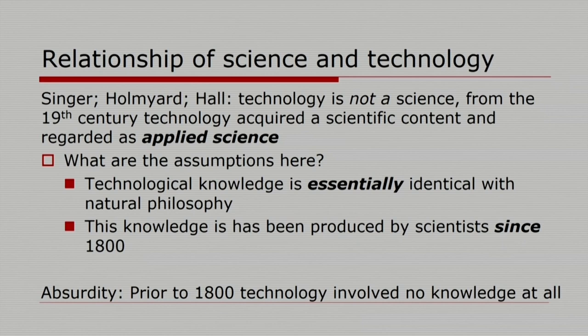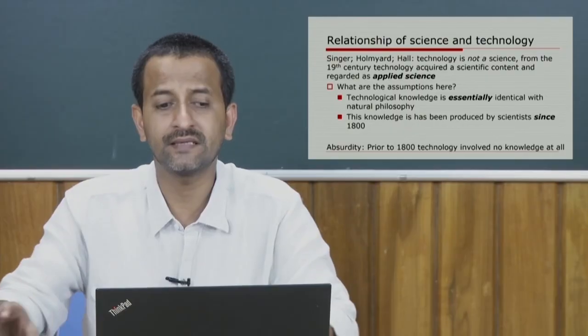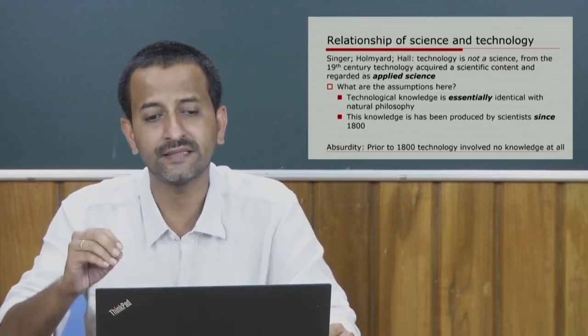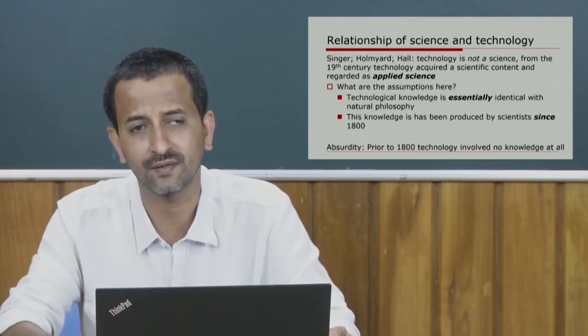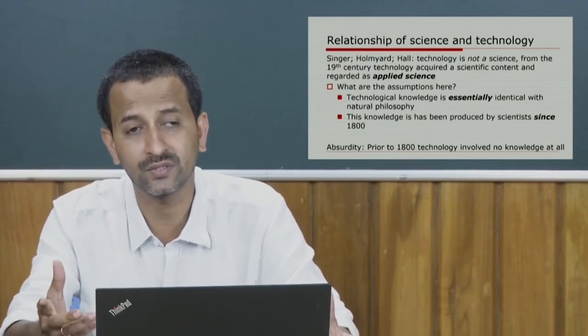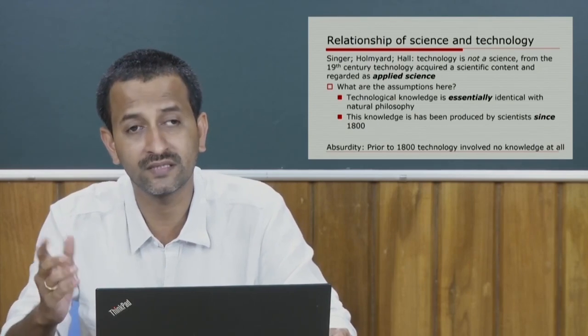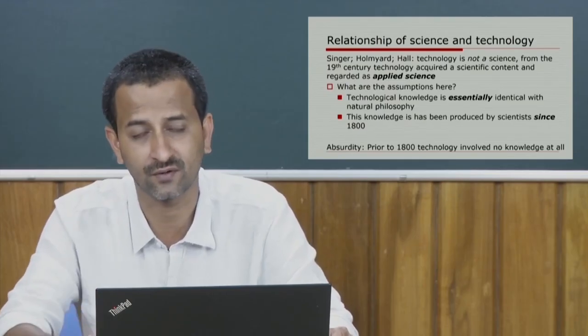This theory holds that scientists generate new knowledge, which technologists then apply. Okay. There are two assumptions which are critical here. The first is that technological knowledge is essentially identical with natural philosophy. We have already discussed natural philosophy. Till the 19th century, science was regarded as natural philosophy. Whewell in the 19th century coined the term science, and it replaced the term natural philosophy.